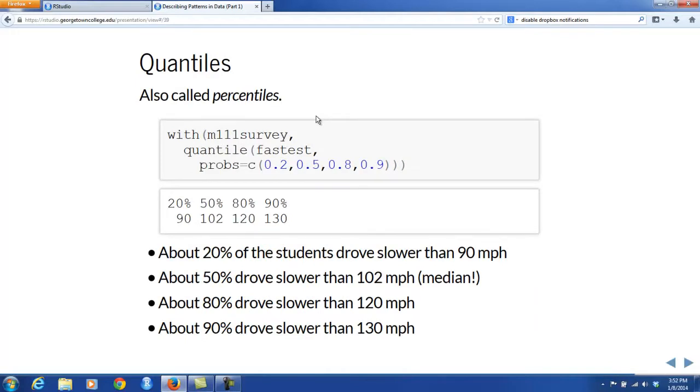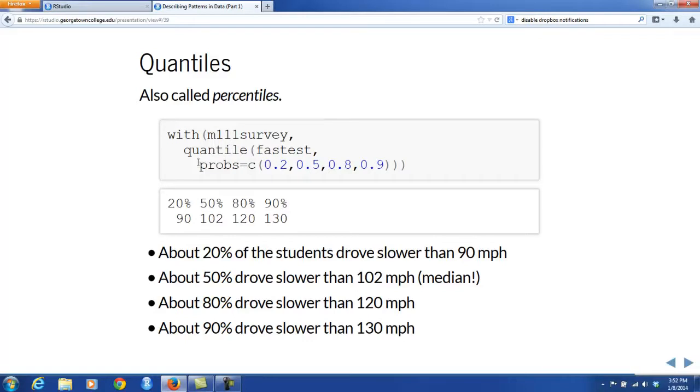Now, we'd like to talk about a measure of spread that maybe is a competitor for the standard deviation. But to get up to that idea, we're going to have to introduce the notion of quantiles or percentiles. And these are important in their own right. So let's pause and talk about them.